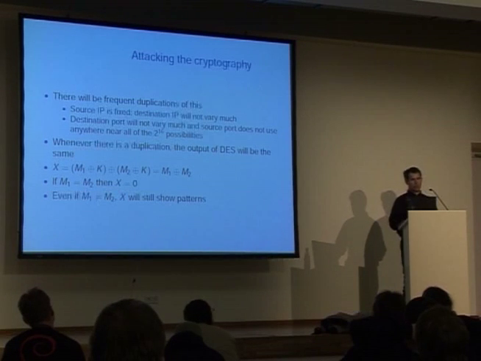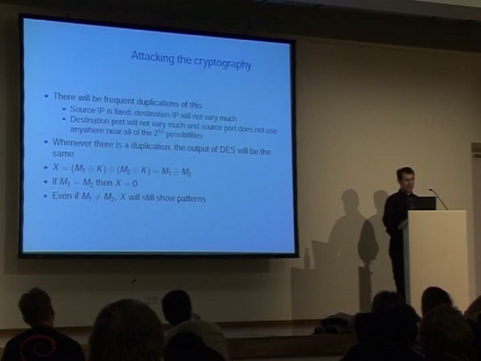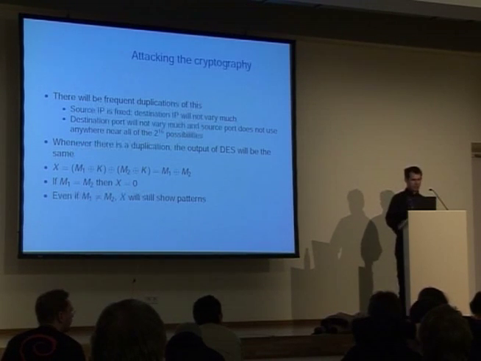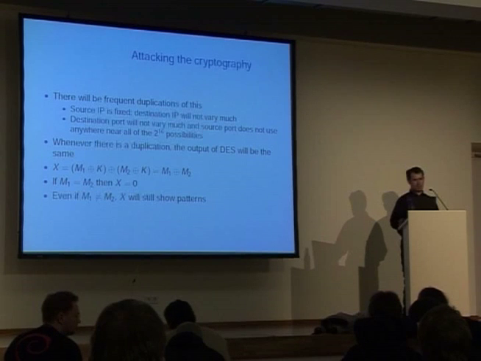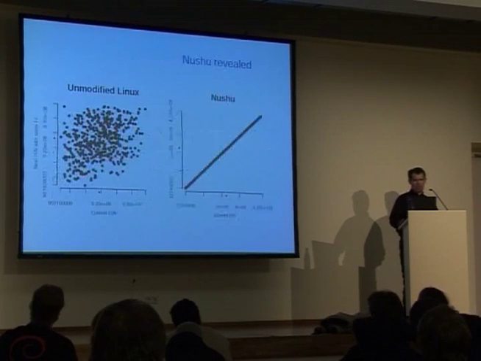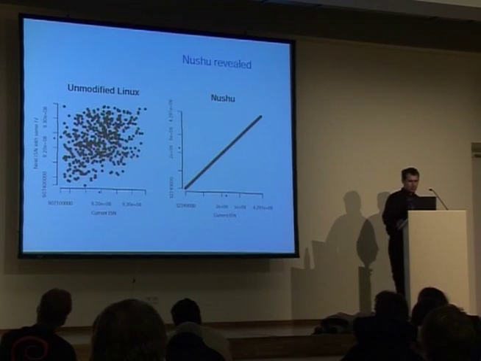But even if they're not, you can still pick up patterns. For example, assume the message is all ASCII. In ASCII bytes, the top bit is always 0. That means when you XOR two ASCII bytes, the top bit of the result is always going to be 0, and there are similar patterns for anything else you can find. And this is the result.